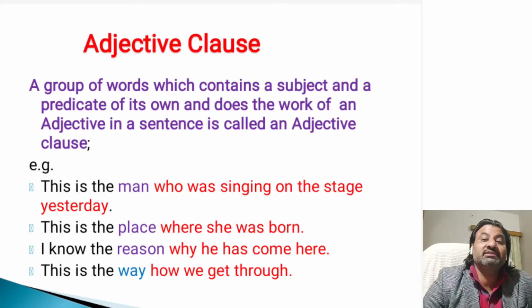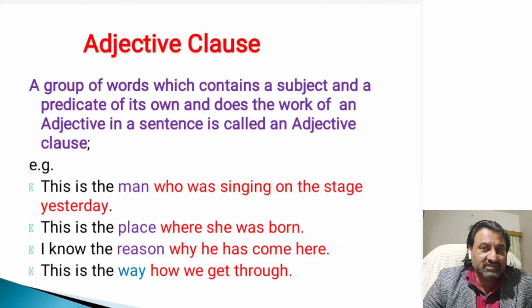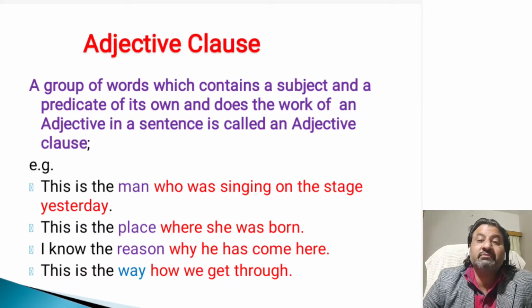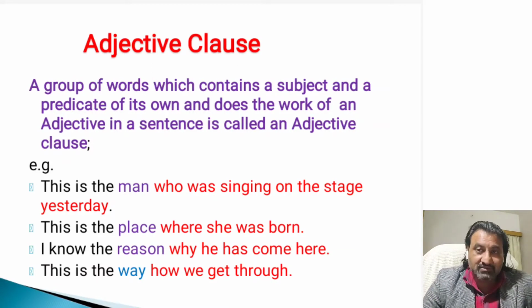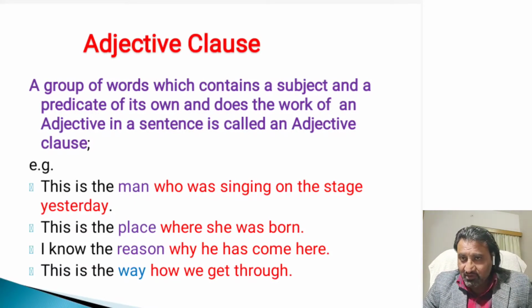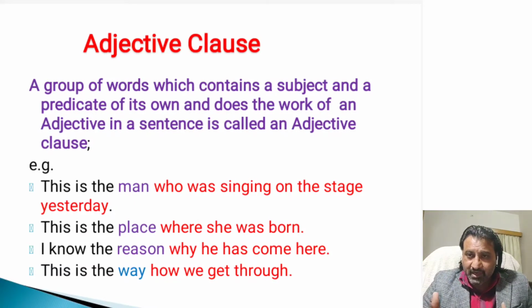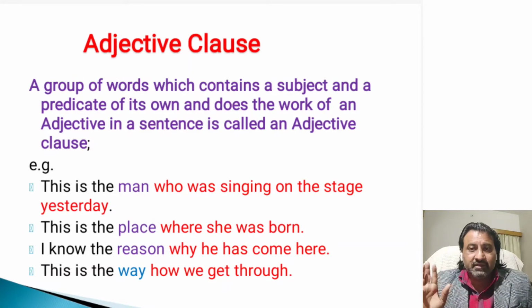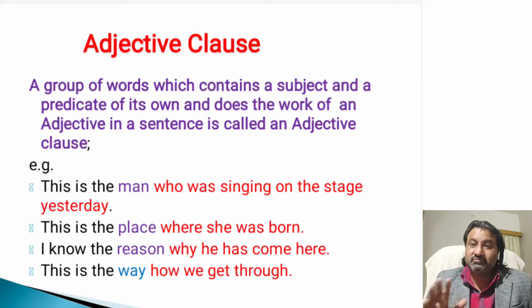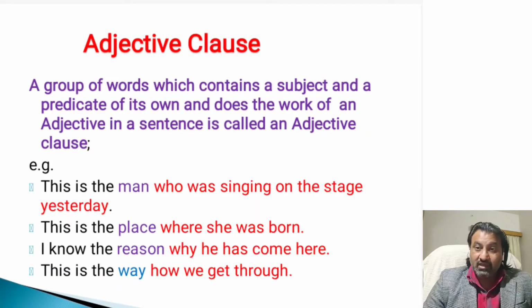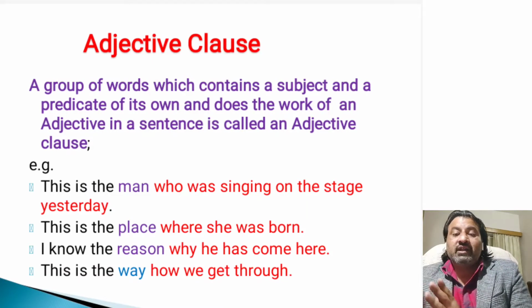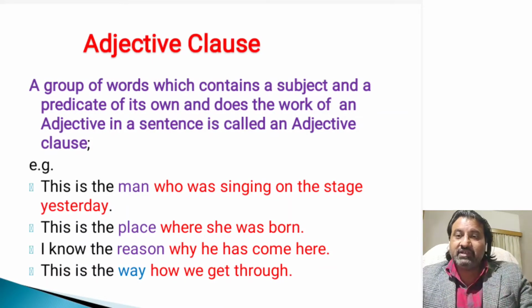So, for example, this is the man who was singing on the stage yesterday. The subordinate clause here is "who was singing on the stage yesterday." The entire clause, this group of words, is going to qualify the noun that is used before it, that is, the man. The entire clause qualifies that very noun which is used before it.